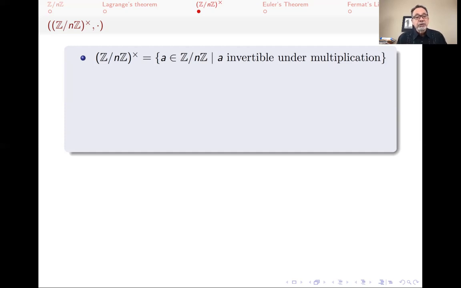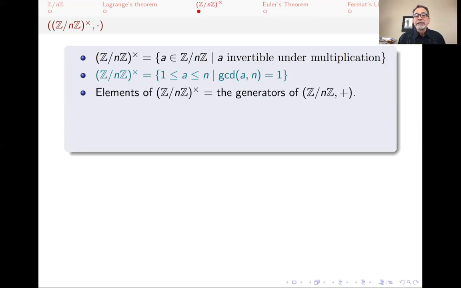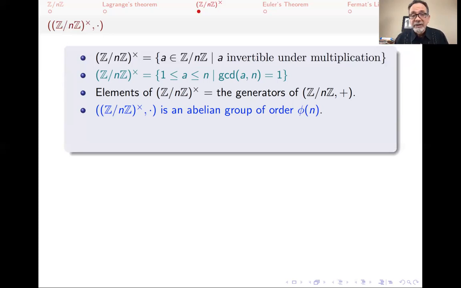And this is a group we have seen. Sometimes it's cyclic, sometimes it's not. But it is an abelian group. We proved that the elements of this are exactly those numbers between 1 and n that are relatively prime to n. Those are exactly the numbers that have an inverse under multiplication mod n. And so the elements of the group of units are exactly the generators of Z mod nZ under addition. Those are all integers between 1 and n that are relatively prime to n. Now, this is an abelian group of order phi of n. Phi of n was the number of generators of Z mod nZ, and so that's the same as the number of elements of the units in Z mod nZ.